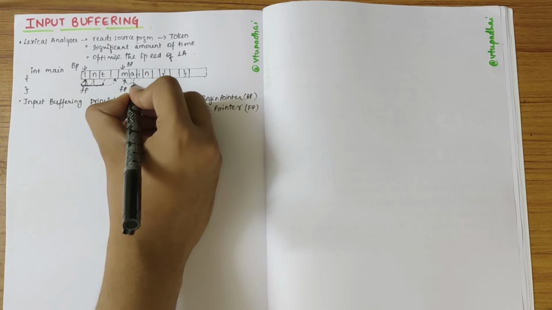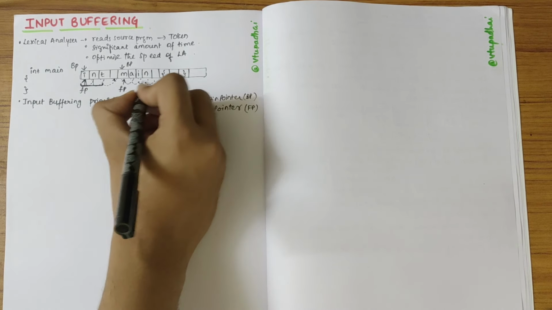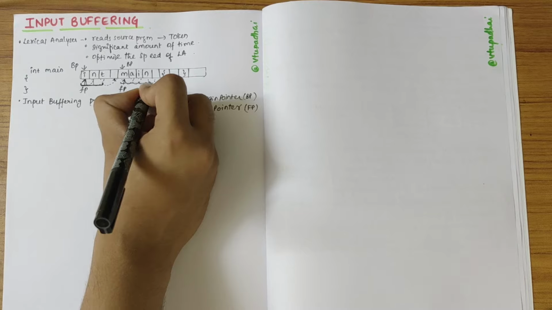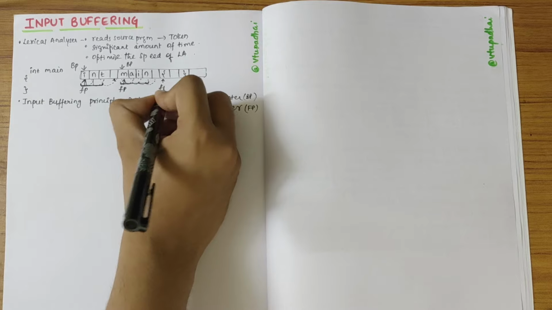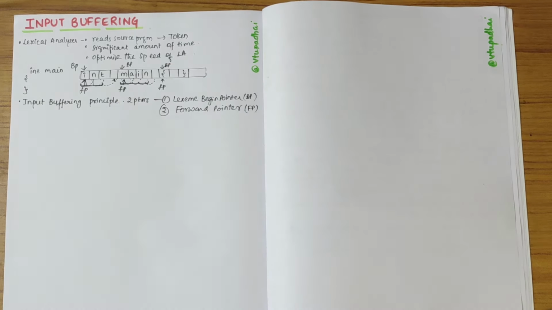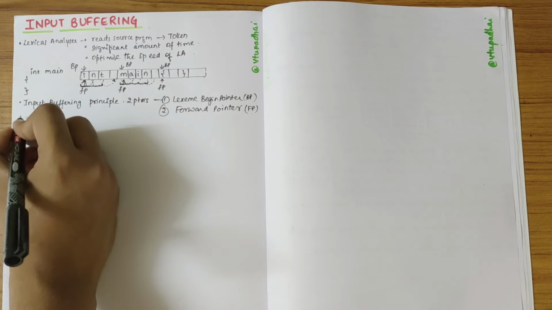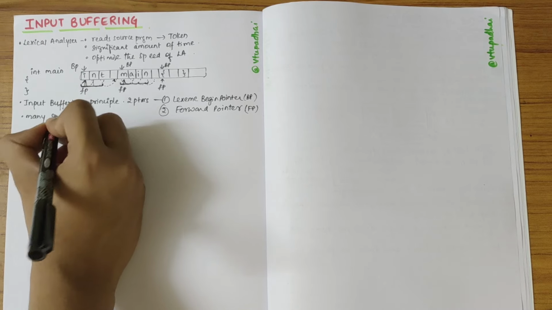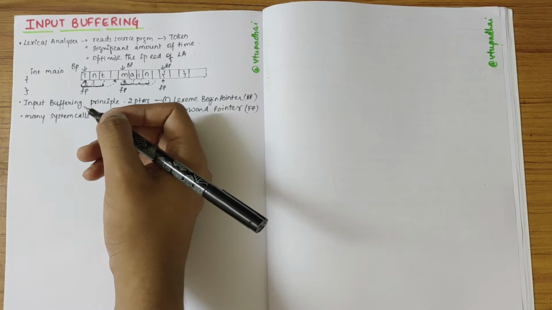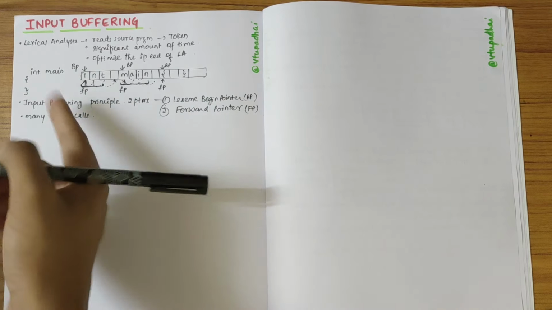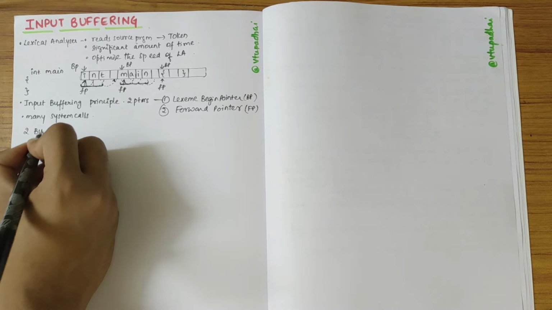Again, FP starts reading character by character. When it encounters a blank space again, this much would be considered one lexeme, and forward would be shifted here and BP would also be shifted here. So this keeps on repeating. The disadvantage here is that it requires many system calls. In order to overcome this drawback, we make use of two buffers.